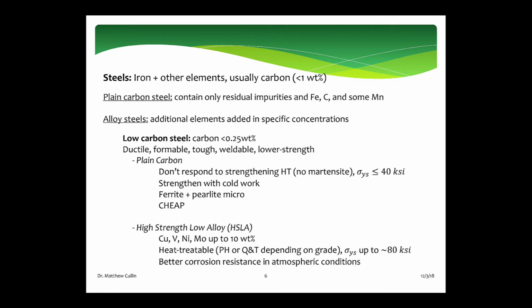And the idea here is that we want the manganese to gobble up the sulfur and form manganese sulfide before iron has a chance to combine with sulfur to form iron sulfide. Iron sulfide is way worse for our mechanical properties and our corrosion resistance than manganese sulfide. So it's really just a balancing act there.